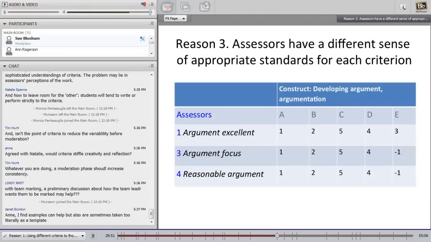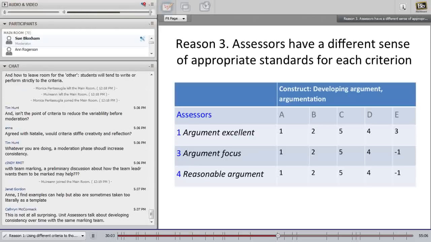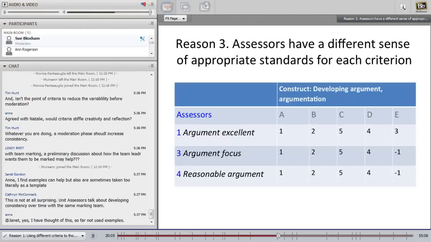Reason 3 was assessors have a different sense of appropriate standards for each criterion. So here we are with the historians looking at 3 of them who, as you can see there, had very similar gradings for each on the construct of argument, very similar gradings for each of the assignments for the most part, except for E. I don't know what it was about E.